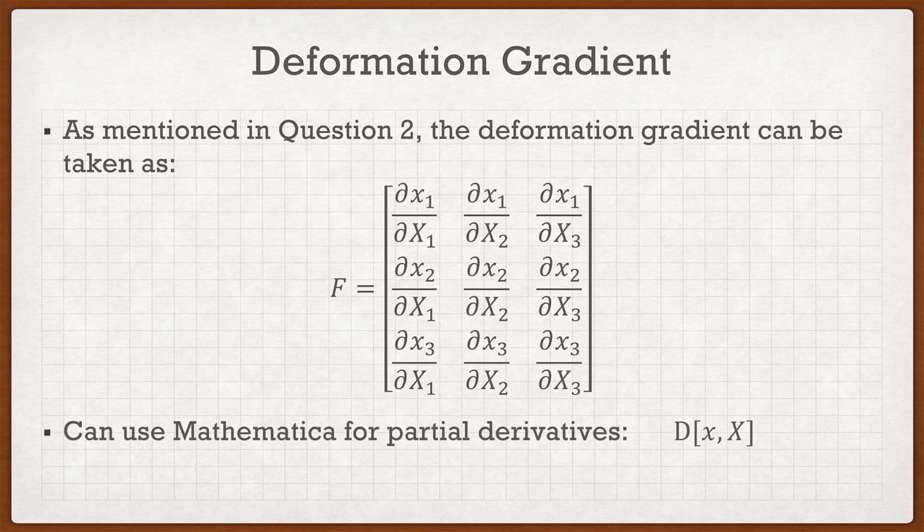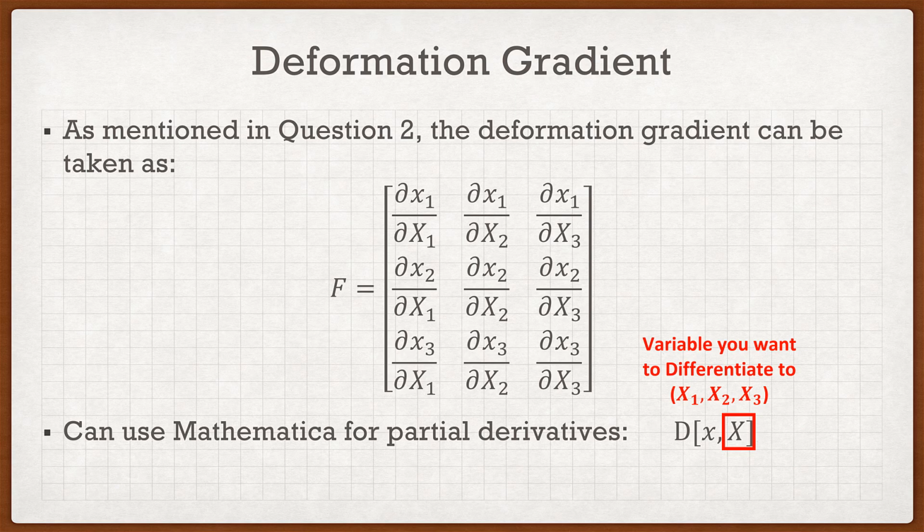Well, luckily for you guys, there is a Mathematica command for partial derivatives, which is actually just derivatives in this case, and that is D and then square brackets and then 2 inputs. So the first input, which I just put as x, is going to be our position function. So this would be x1 is equal to, let's say, 3x4 plus and so on. And then the second input is what we want to differentiate with respect to. So let's say that we input x1 and we want to differentiate that with respect to big X2. Well, in this spot right here, I'd put big X2.